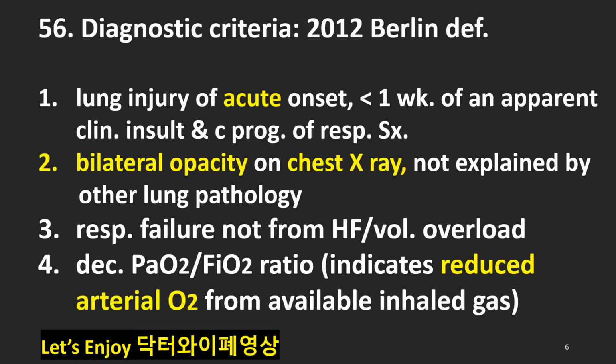Diagnostic criteria of ARDS. It was the year 2012 in Berlin. They defined ARDS. Number one, lung injury of acute onset, less than 1 week of an apparent clinical insult, with progression of respiratory symptoms. 2. Bilateral opacity on chest X-ray, not explained by other lung pathology. 3. Respiratory failure, not from heart failure, not from volume overload. 4. Decreased PaO2 over FiO2 ratio, that indicates reduced arterial oxygen from available inhaled gas.